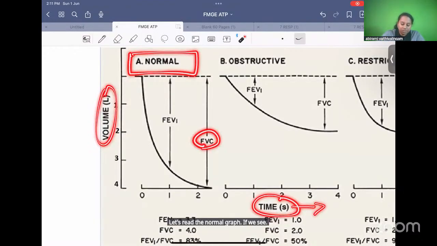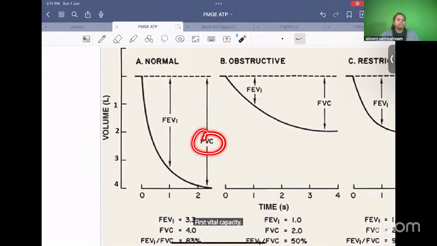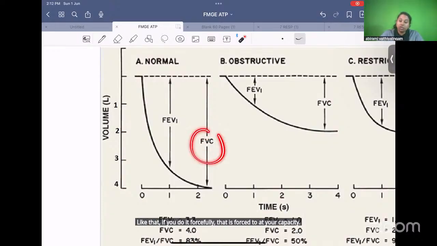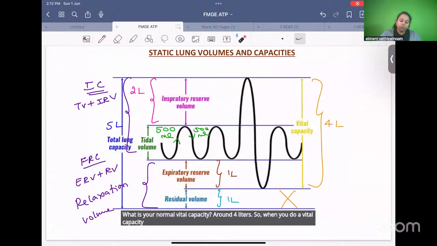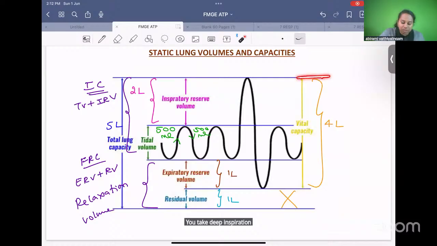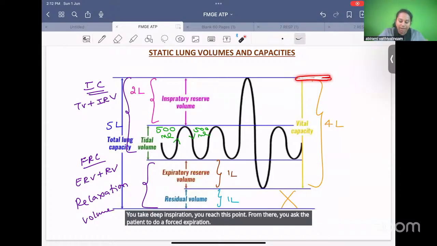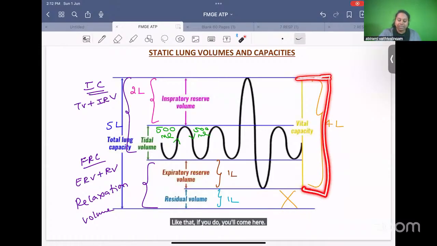FVC, forced vital capacity. This is the same as vital capacity, but you do it forcefully. Like that, if you do it forcefully, that is forced vital capacity. What is your normal vital capacity? Around 4 liters. So when you do a vital capacity, you ask the patient to take a deep inspiration. You take a deep inspiration, you reach this point. From there, you ask the patient to do a forced expiration. Like that, if you do, you'll come here. This is a vital capacity of 4 liters. Forcefully, if you do, that is forced vital capacity. So normal forced vital capacity is 4 liters.